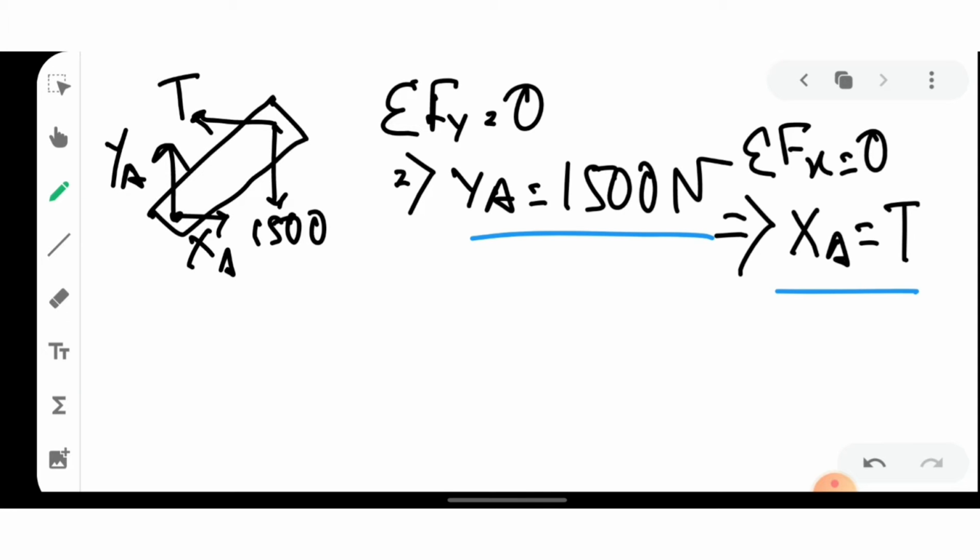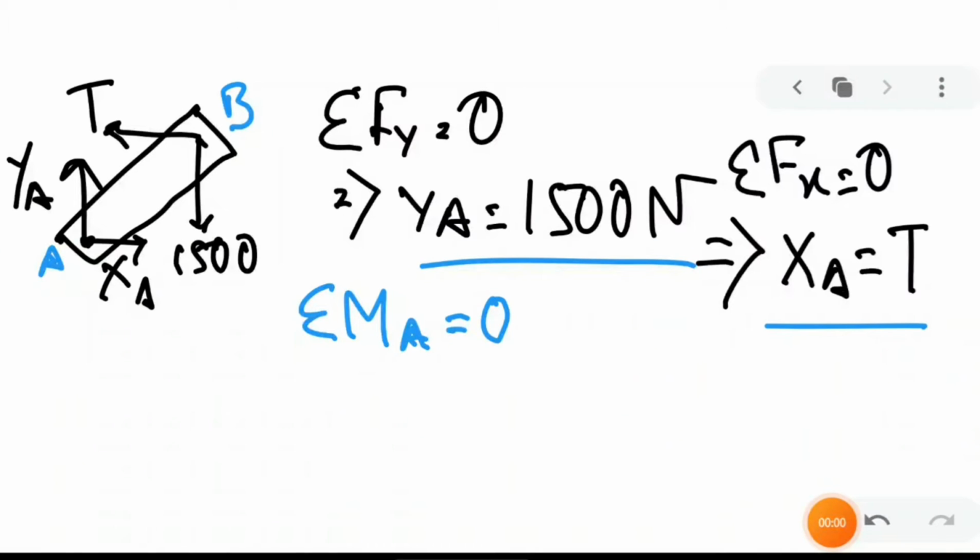And now we need to apply this formula. M, this is A, this is B. I consider that I take the moment from the A point. Okay, now we can apply this formula. So we consider the moment from the A point. You can also consider the moment from the B point. So we consider the A point. If we consider from the A point, the forces at the A point are ignored.